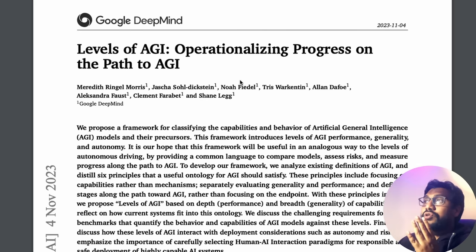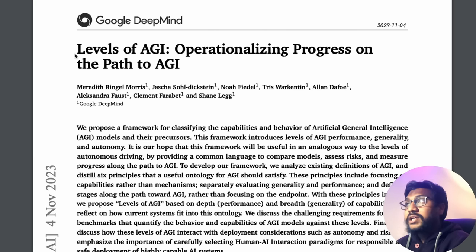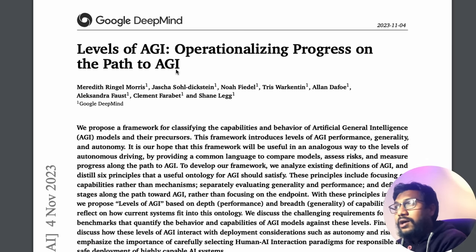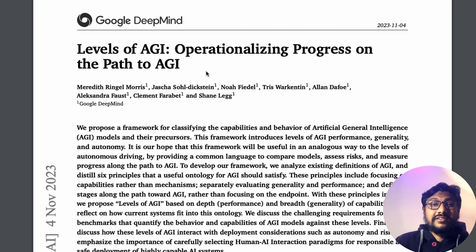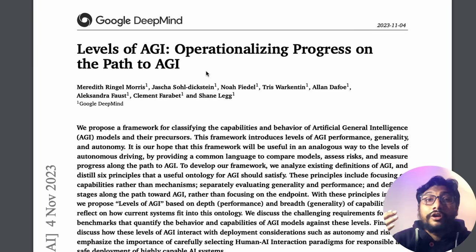First paper that we should discuss today is Google DeepMind's Levels of AGI: Operationalizing progress on the path to AGI. We recently discussed that AGI does not mean any single thing. AGI could mean a lot of different things depending upon who you talk to. OpenAI has got its own definition and someone else would have their own definition.